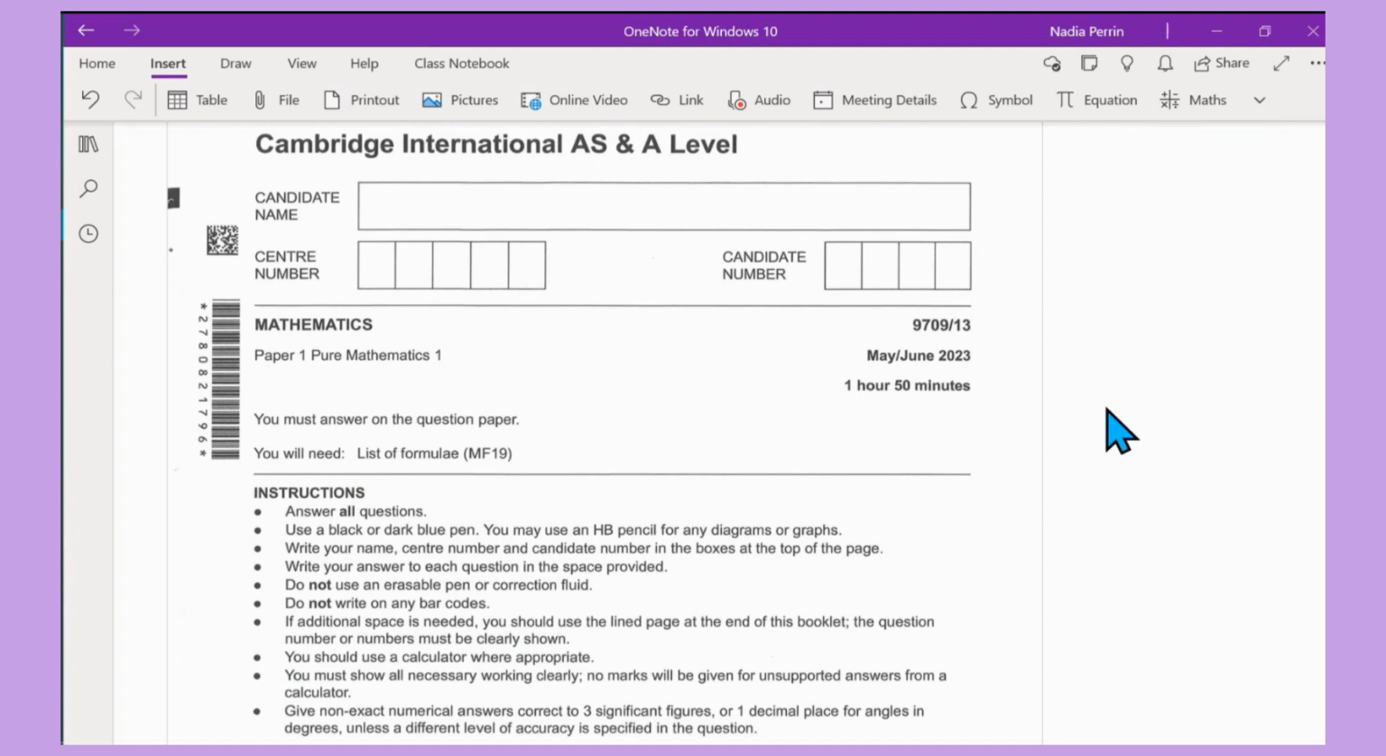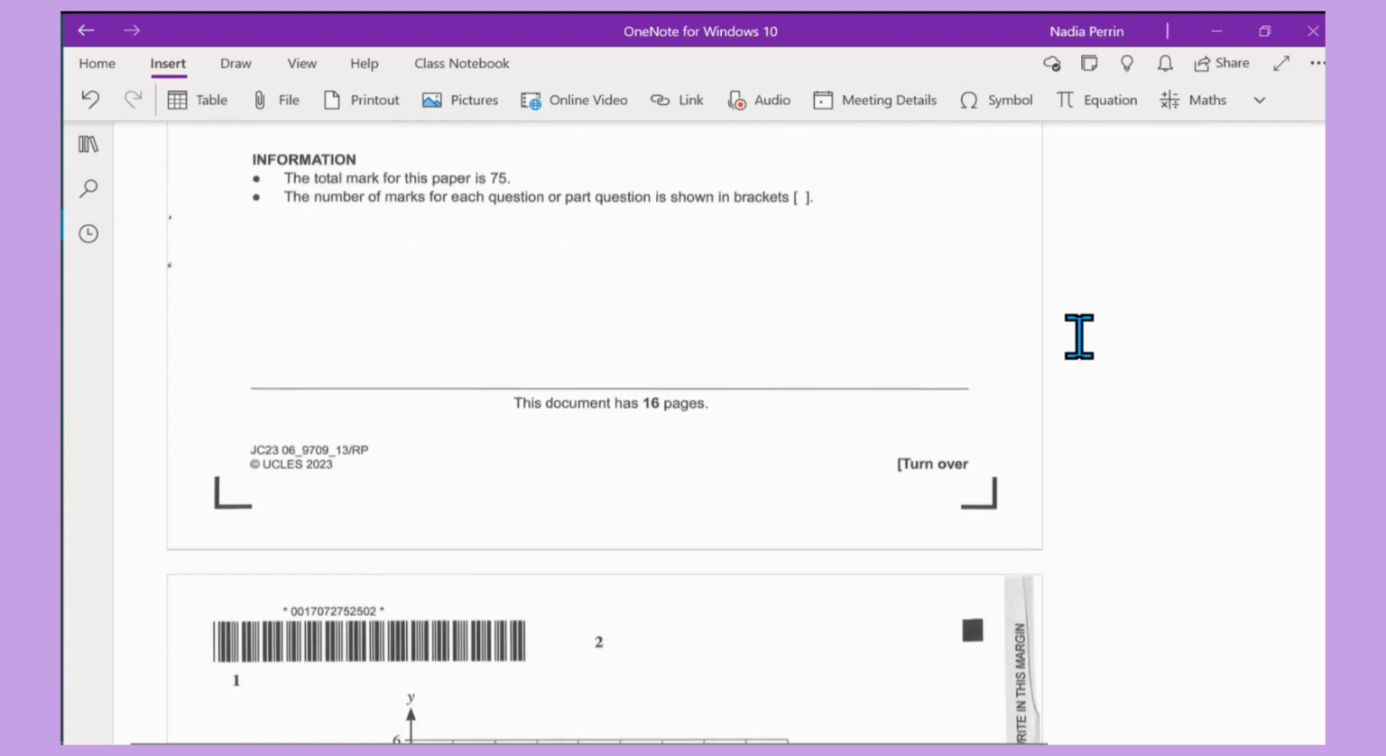This is the 2023 paper. It is fresh, straight off the press from Wednesday. So today is Saturday. The kids sat it on Wednesday, and I'm just going to go through all of the answers. So if you did sit it, or you are going to be sitting an exam later in the year, hopefully this will help you out. It's version 13, which we sit here in New Zealand for the May-June series.